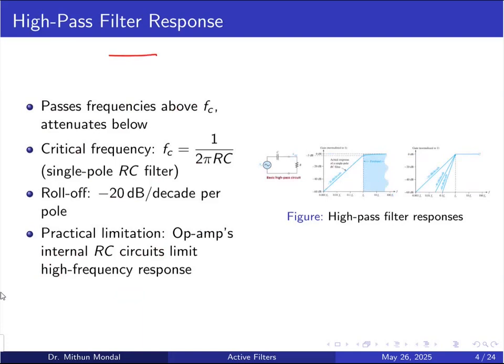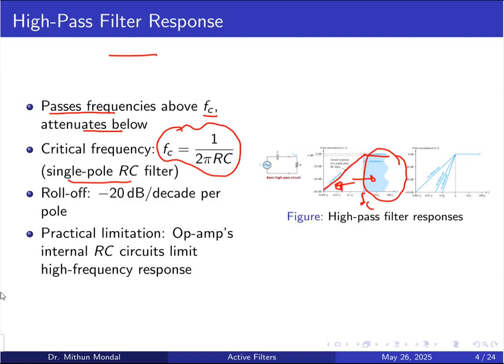High pass filter response: it will pass the frequencies above the critical frequency and attenuate those below. All the frequencies below the critical frequency given by 1 by 2 pi RC will be attenuated, and this is the example of a single pole RC filter. Here in the network, with respect to frequency, the gain will increase and then become constant. This is the frequency region which will be passed, above the critical frequency FC, and all the frequencies below it will be attenuated.